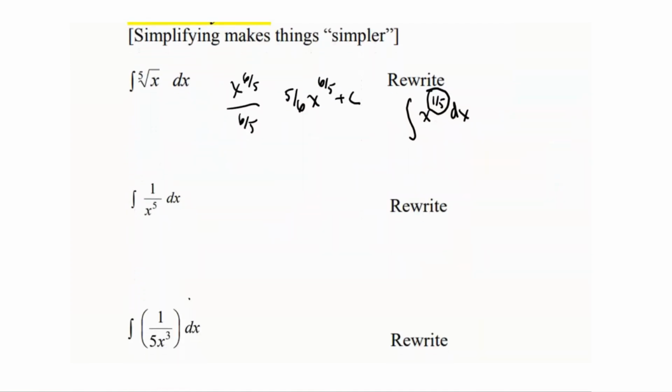In similar fashion, if we had the integral of 1 over x to the fifth, that is equal to the integral of x to the negative 5 dx. So again, we add 1 to it, so we would get x to the negative 4 over negative 4. So that would be negative 1 over 4x to the fourth plus C as our answer.